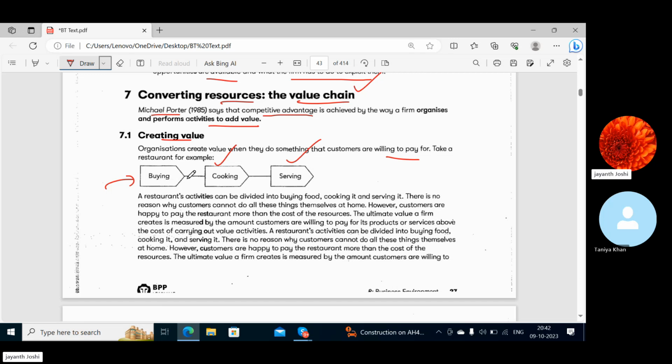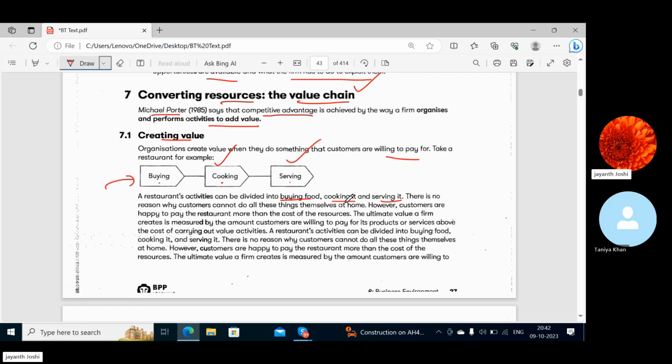All these activities are performed by many restaurants, but every restaurant has a different mechanism or way of doing that, and every restaurant charges in a different way with their customers. Some are very premium, some are not. Premium in the sense they use the best product, and the customers also go to those restaurants because they want premium kind of stuff, right? So a restaurant's activities can be divided into buying food, cooking it, and serving it.